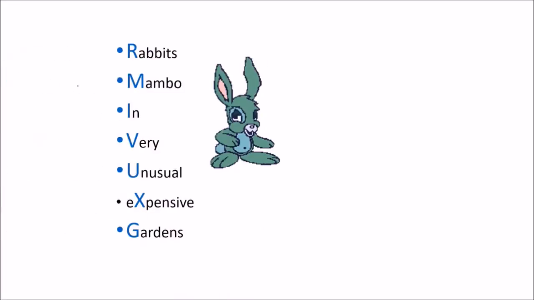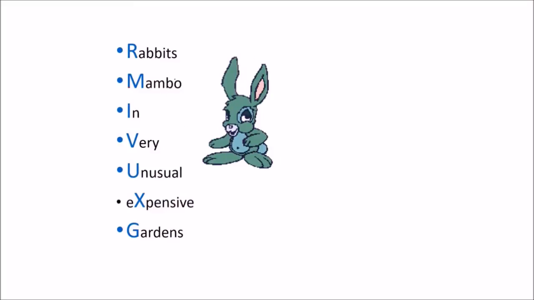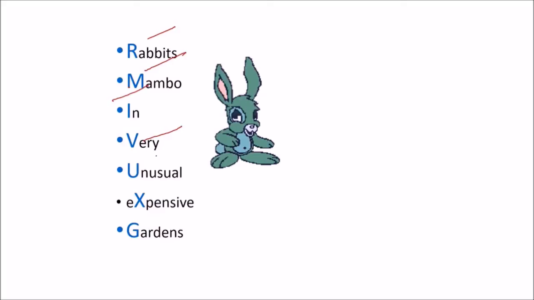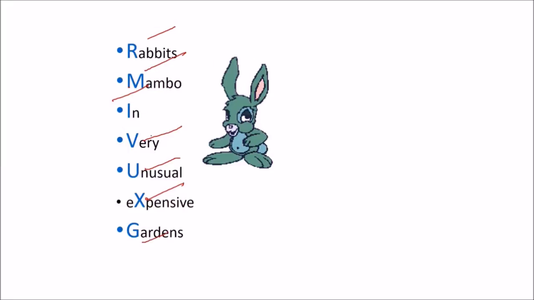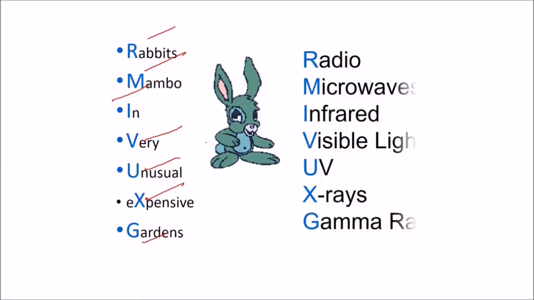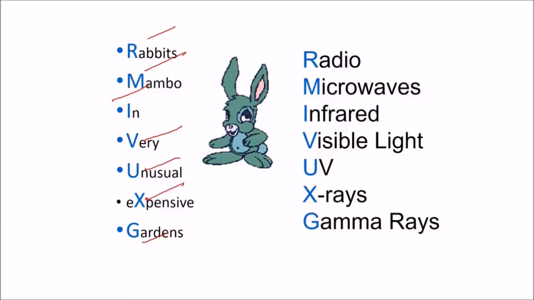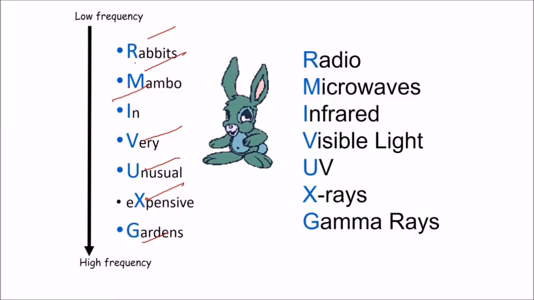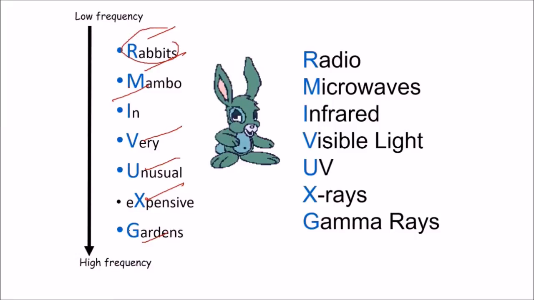So we have R, M, I, V, U, X, G. You can learn by this. Radio waves, microwaves, infrared, visible, ultraviolet, then X-rays and gamma rays. Rabbits mambo in very unusual expensive garden. Radio, microwaves, infrared, visible light, UV, X-rays and gamma rays. Lowest frequency, highest frequency.